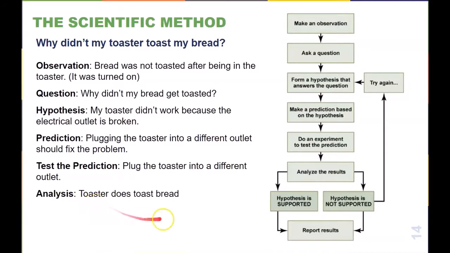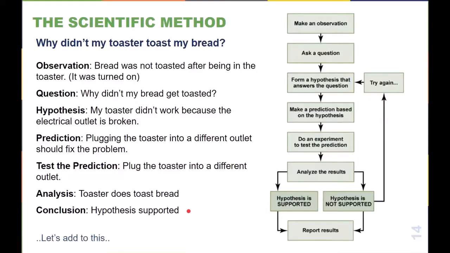Our analysis: we're going to analyze what happened, right? The toaster does toast the bread, so that's good. So we can conclude that our hypothesis was correct, that the outlet was in fact broken. So this is the simple scientific method.